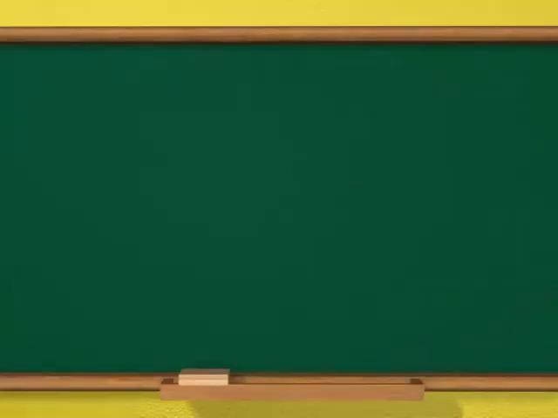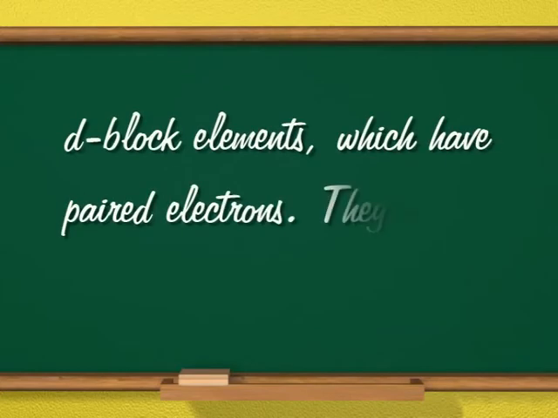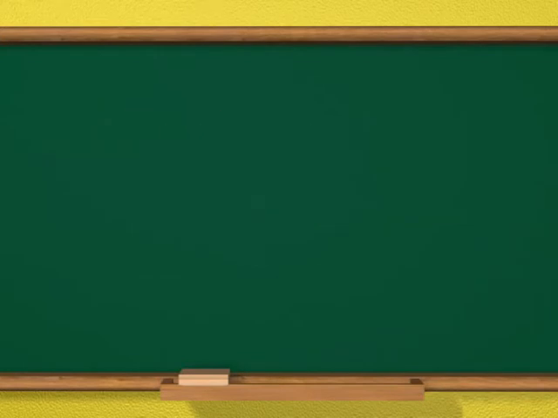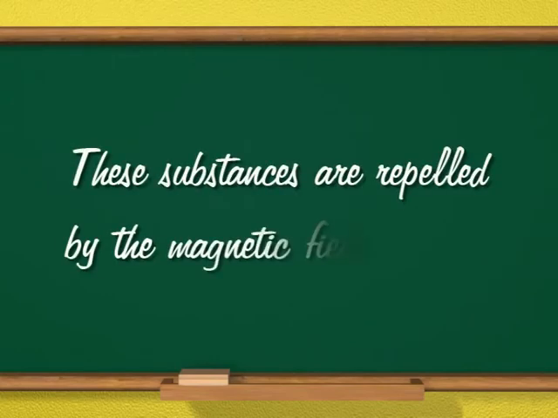There are some d block elements which have paired electrons. They behave as diamagnetic substances. These substances are repelled by the magnetic field.